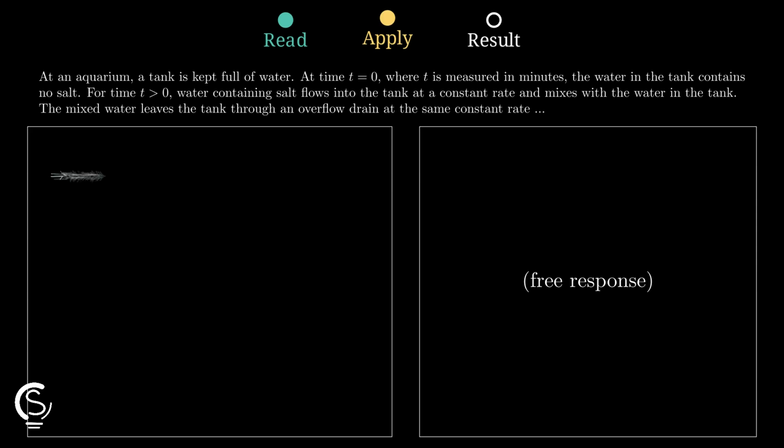Next, we find the second derivative using the chain rule. Plugging in 20 pounds gives us a positive value, meaning the rate of salt accumulation is actually increasing at that moment.